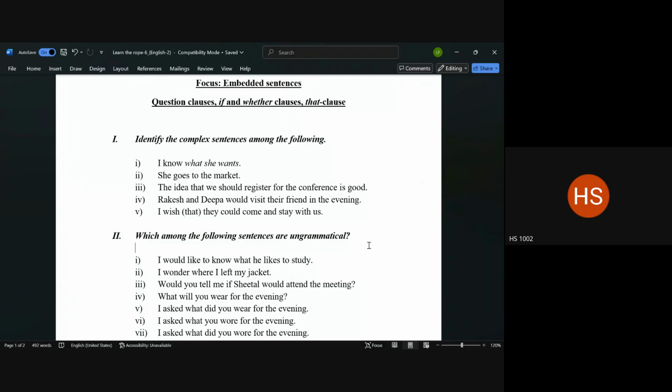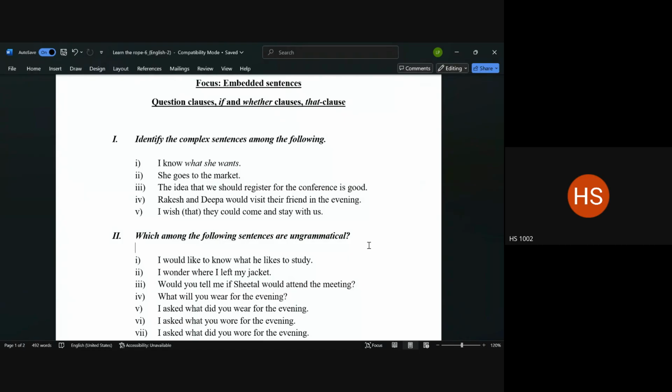Is this a simple, compound or a complex sentence? Complex. This is a complex sentence, right? Even if you remove that, we know that the rest of the thing after the verb wish is the object of the verb wish. I wish what? Either you say I wish that they could come and stay with us, or you say I wish they could come and stay with us. In either case, with or without that, the rest of the clause acts as the object of the verb wish. So this is again a complex sentence.